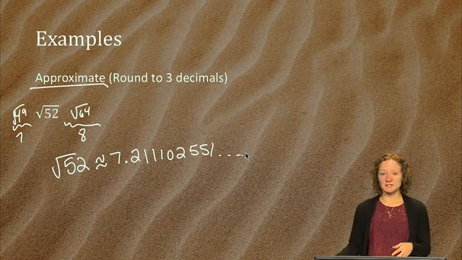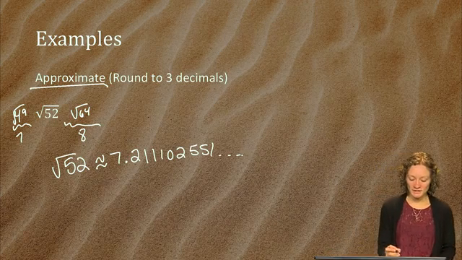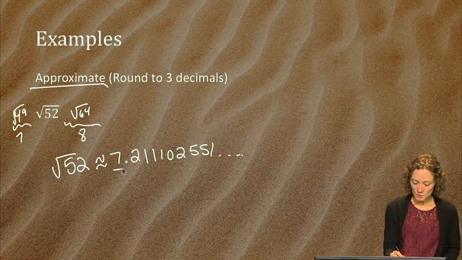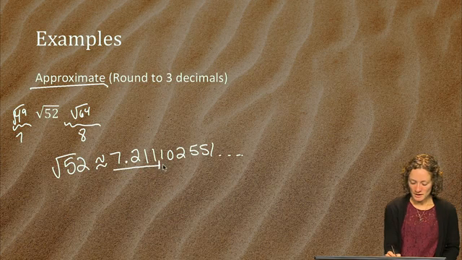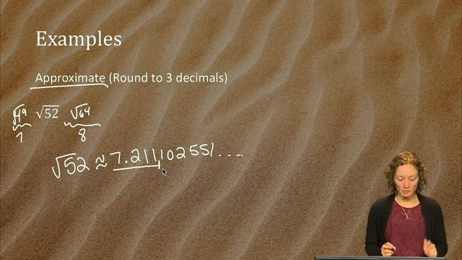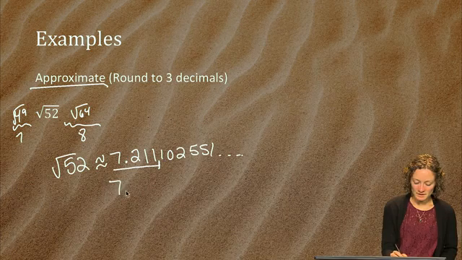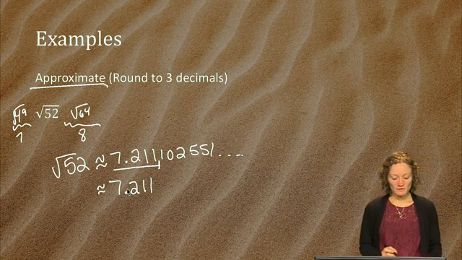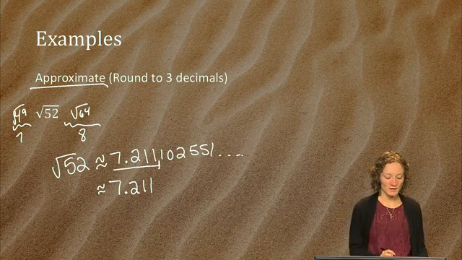But this question asks for us to round to 3 decimal places. So I want 1, 2, 3, and then decide if that 4th decimal bumps it up. It's a 1, it does not. So the square root of 52 is approximately 7.211.